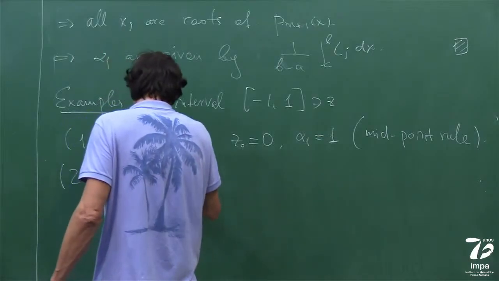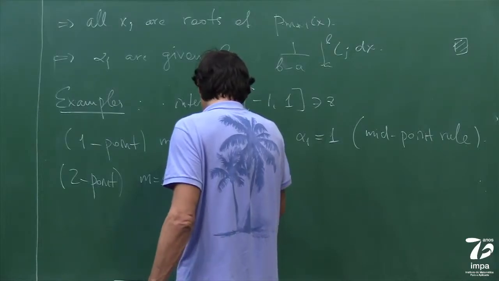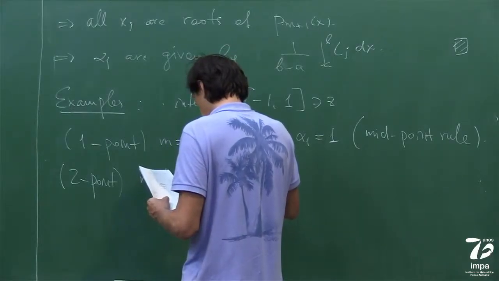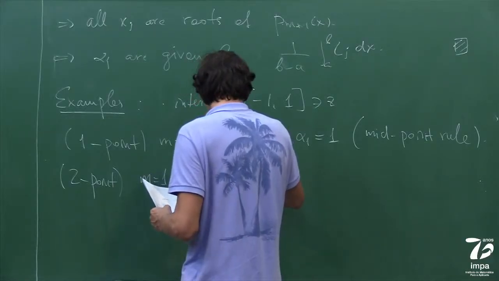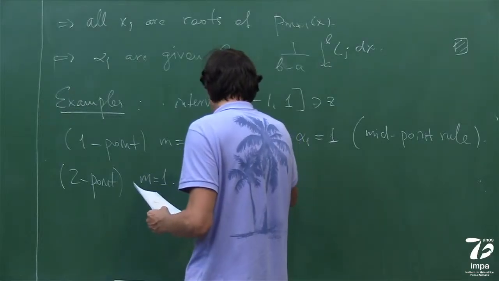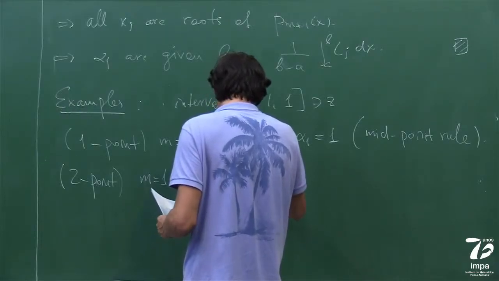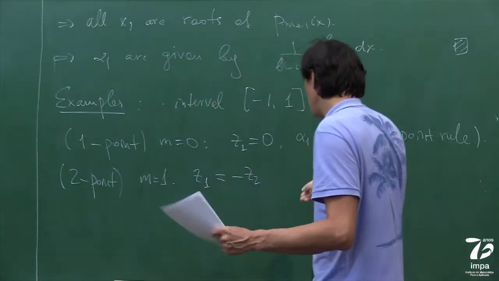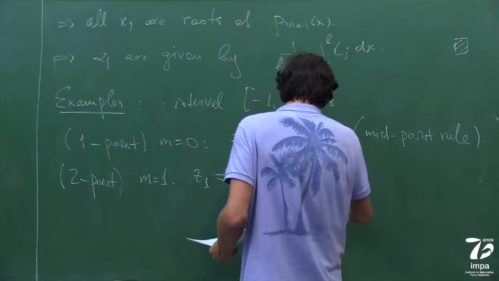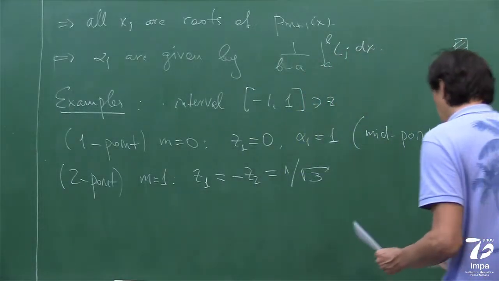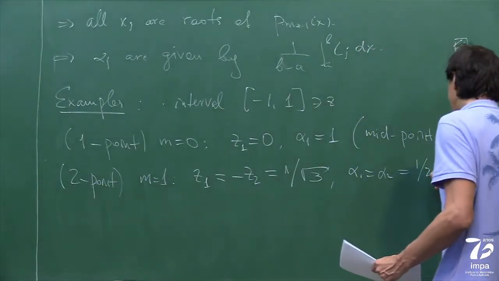Two-point case, so it's m equal 1, and there will be 2 points. The 2 points are symmetric. Let's call them 1 and 2; for some reason it starts with 1. So Z1 is minus Z2, so that they're symmetric, and they are placed at 1 over square root of 3, and the coefficients should be equal. They sum up to 1, so they equal 1/2.